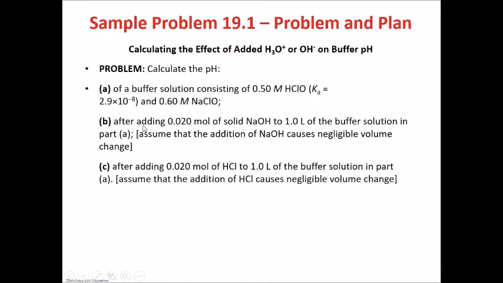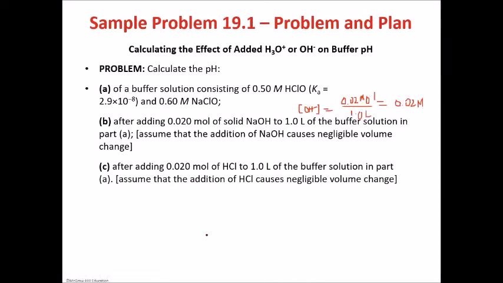Okay, now calculate the pH after adding 0.02 mole of solid sodium hydroxide to 1 liter of the buffer solution in part A. So here, this is a strong base, which means if you add 0.02 mole solid sodium hydroxide, it produces a similar amount of hydroxide ion, which is 0.02 mole. So what is the concentration of the hydroxide ion? 0.02 mole divided by 1 liter, you get 0.02 molar. So that is the concentration of the hydroxide ion.